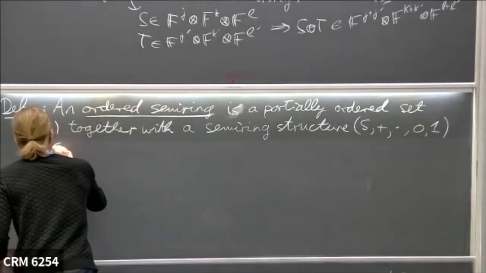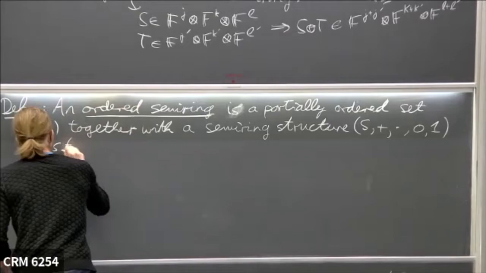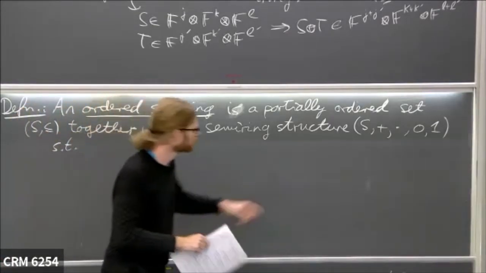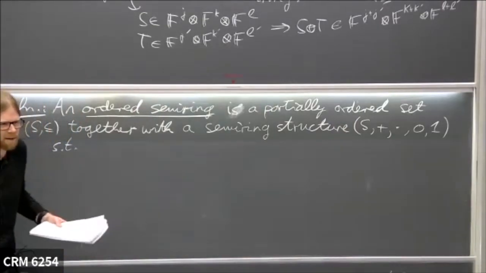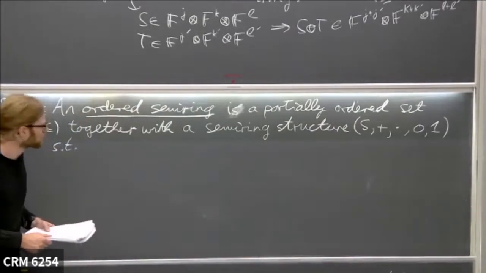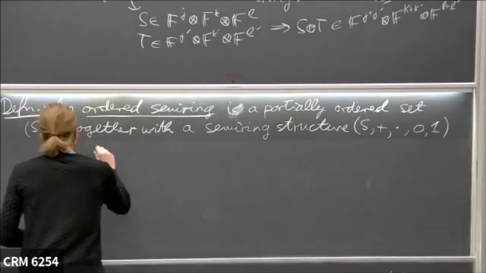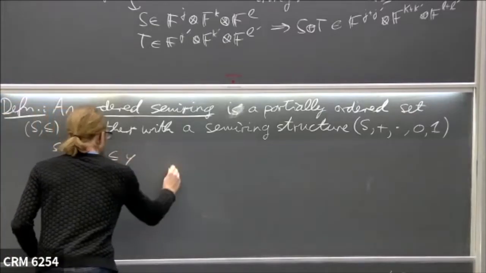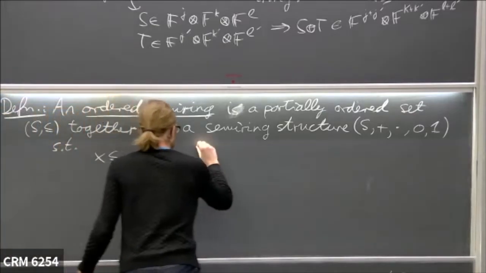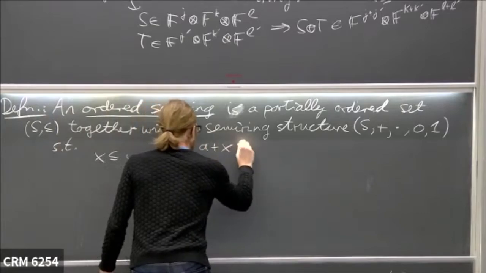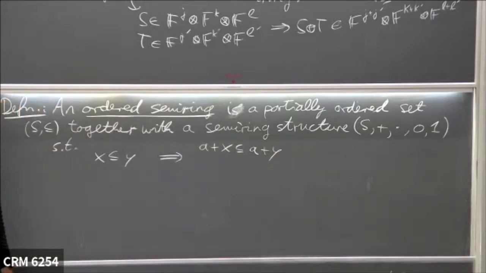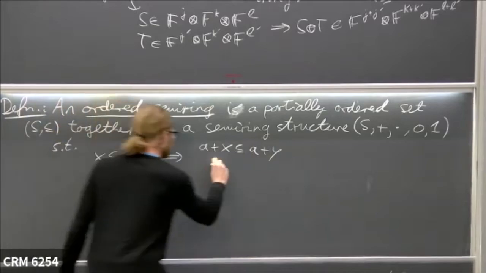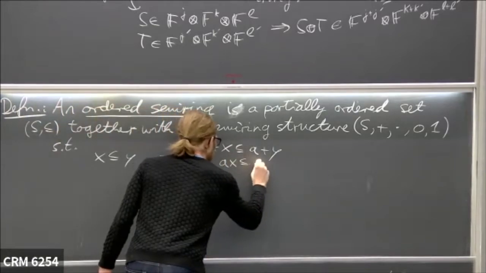And of course, again, the preorder and the semiring structure should interact in a nice way, such that addition and multiplication are monotone. So if we have some ordering relation, then we can add another element on both sides, and the inequality is preserved. Or you can also multiply by a third element, and again the inequality is preserved.